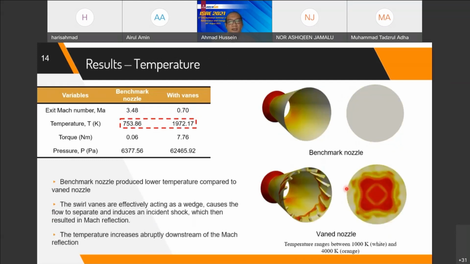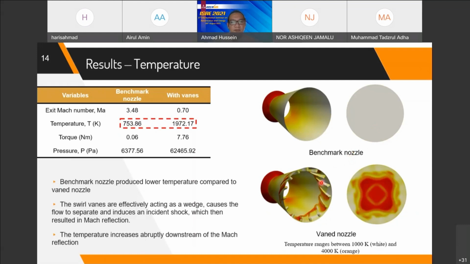Now, regarding the temperature, it is also quite surprising that the temperature at the nozzle exit for the vane nozzle is much higher than the benchmark nozzle. So this indicates that the thermal energy has not been fully converted into kinetic energy. The reason for this might be due to the flow separation again, and we can see that there is a localized high temperature region, particularly at the suction side of the vanes.